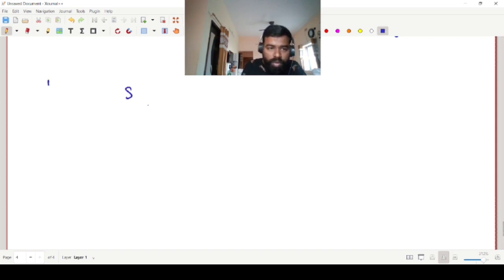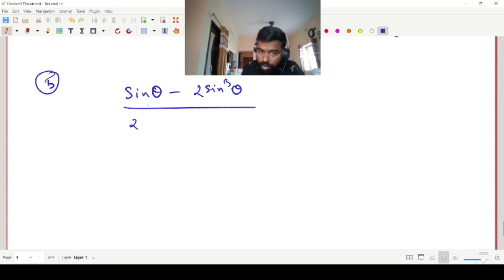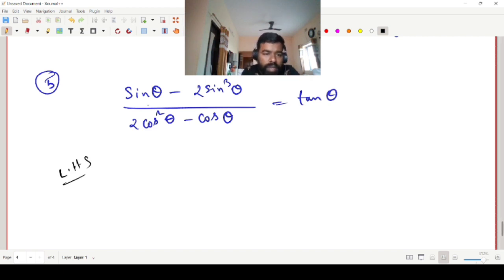This is one of the important ones. Sine theta minus 2 sine cube theta by 2 cos square theta minus cos theta equals tan theta. So again we choose the left hand part to bring the right hand.